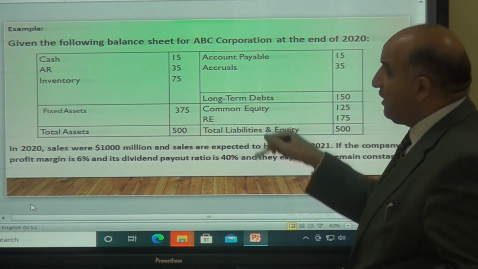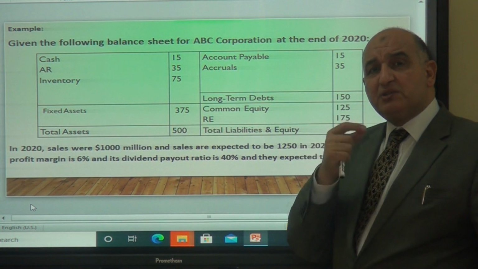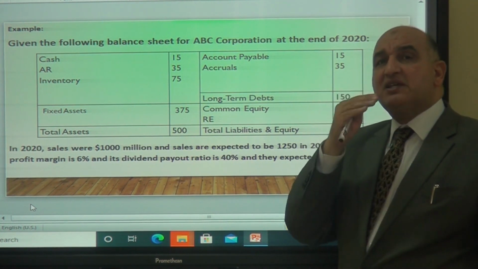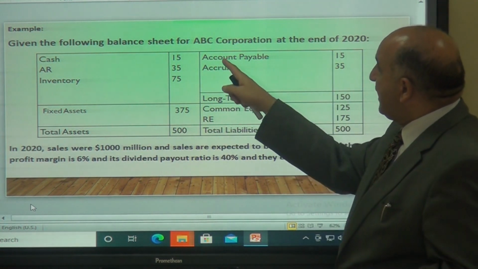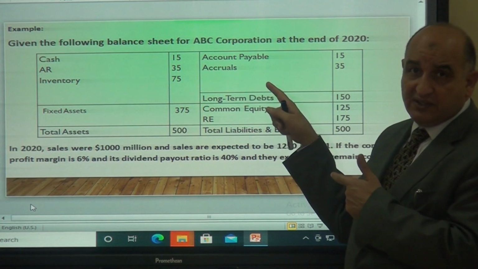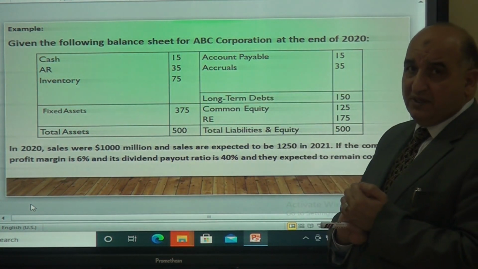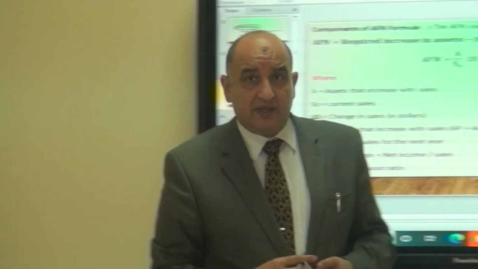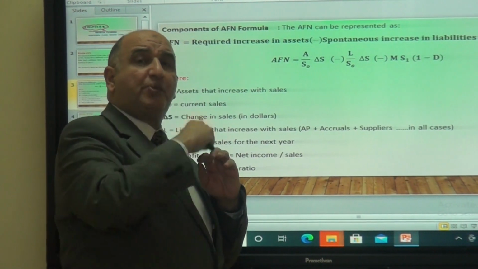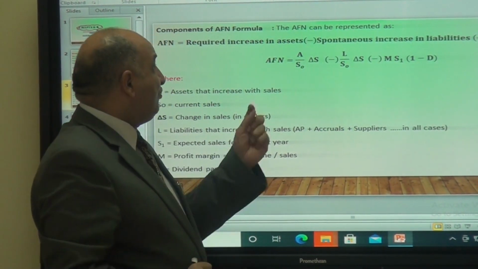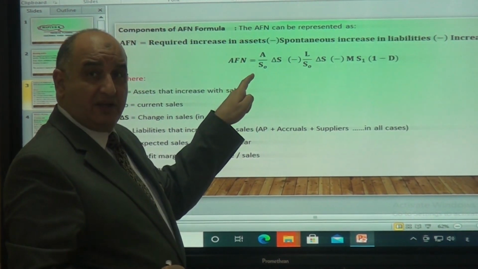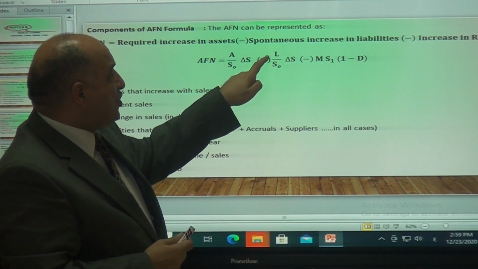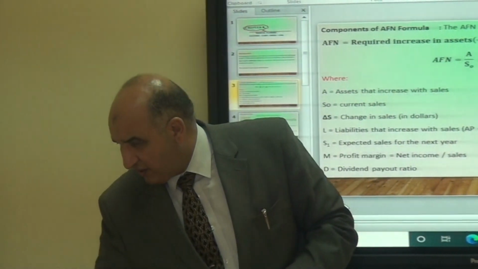Okay. For the liabilities, which liabilities are going to increase with increasing assets? We have only two types that normally increase with sales, which are accounts payable and accruals. Only these two items are going to increase. So to solve this equation, I highly recommend preparing another balance sheet for calculating the ratio of A divided by S naught, and another one, the same balance sheet, to calculate the ratio of L divided by S naught. Exactly like this one.